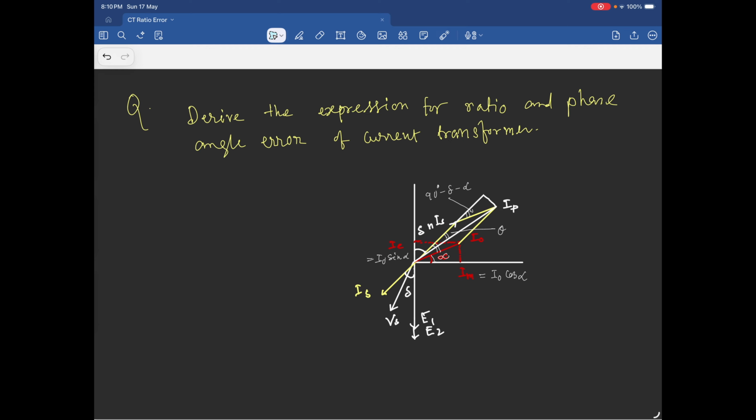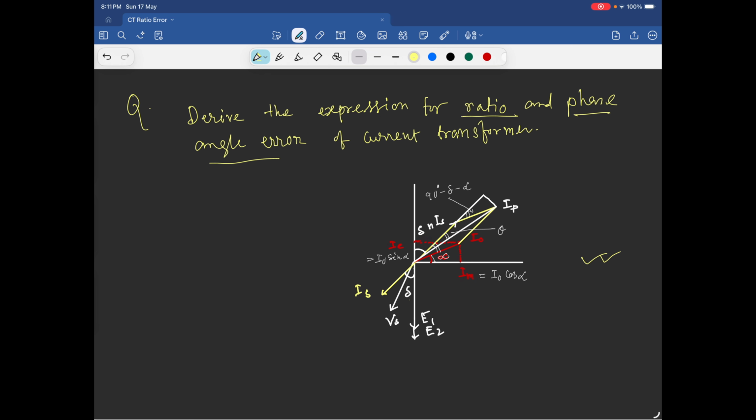Here the question is: derive the expression for ratio and phase angle error of current transformer. So we have to derive the ratio and phase angle error. This phasor diagram is not necessary to draw in the exam paper, but for understanding purpose you need it.